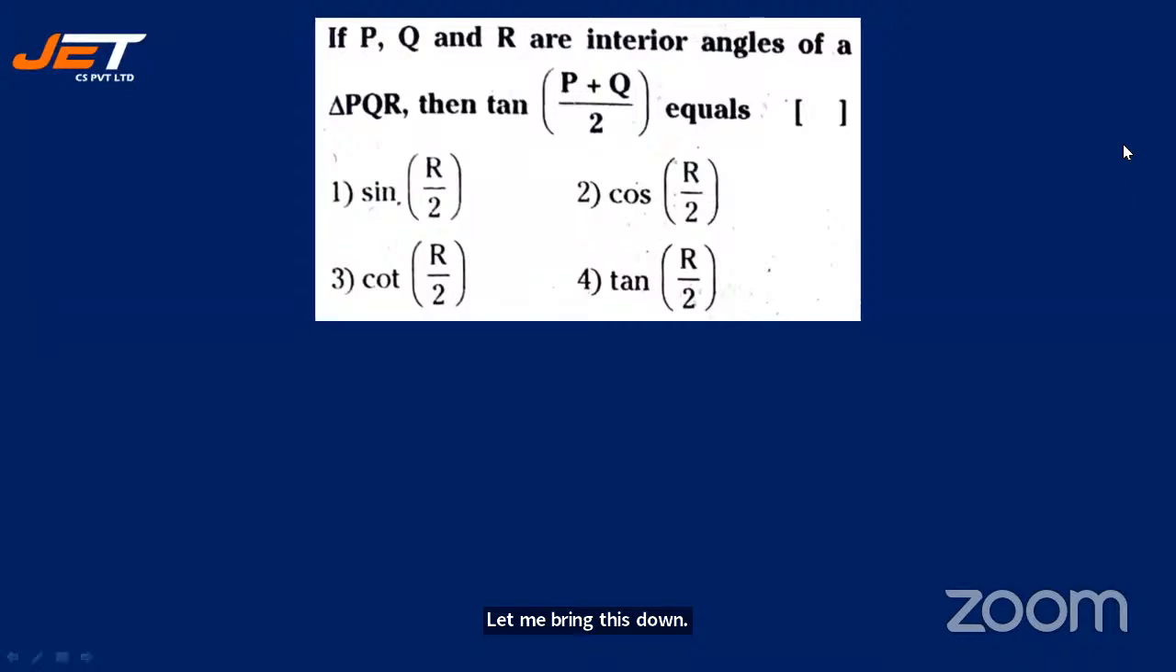All right. See, if P, Q, and R are interior angles of triangle PQR, then tan of (P plus Q) by 2 is equal to dash. All right. So the sum is very clear. Is it option A, sine of R by 2? Is it option 2, cos of R by 2? Is it option 3, cot of R by 2? Or is it option 4, tan of R by 2?